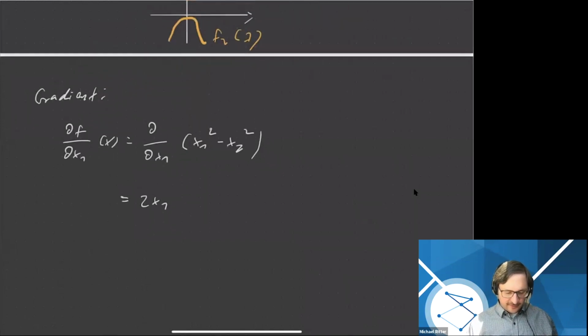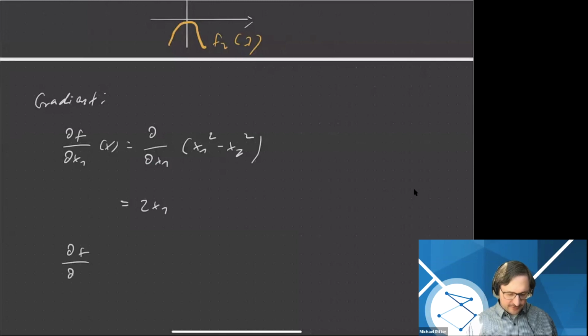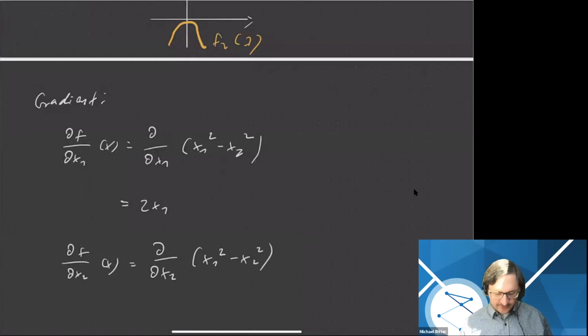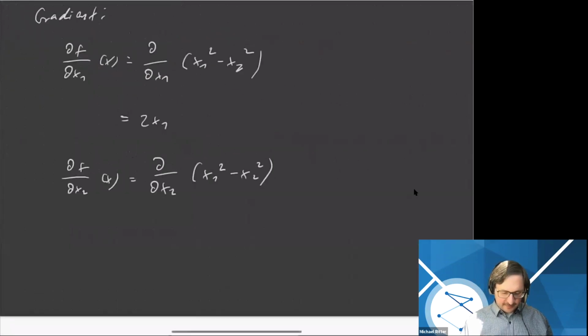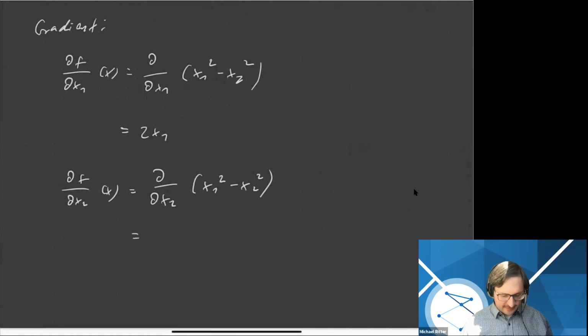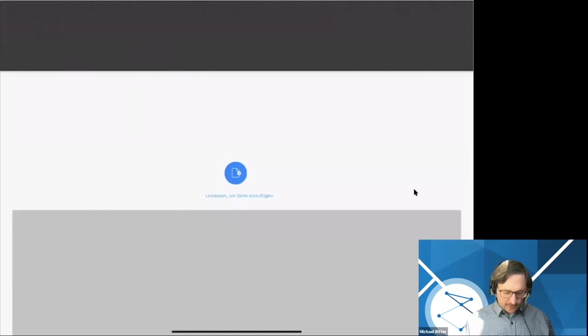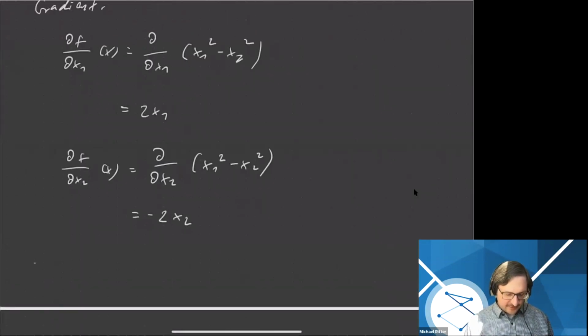And same thing, of course, I can do for x2. So taking the derivative with respect to x2. This time I'll treat x1 as a constant, and I'll differentiate with respect to x2 only. And what I get is minus 2x2. Okay, and that means the gradient of f is simply the vector composed of these partial derivatives. So we get (2x1, minus 2x2), that's my gradient.